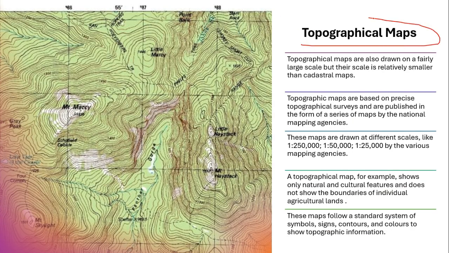Next are topographical maps. Topographical maps are also drawn on a fairly large scale, but their scale is relatively smaller than cadastral maps.